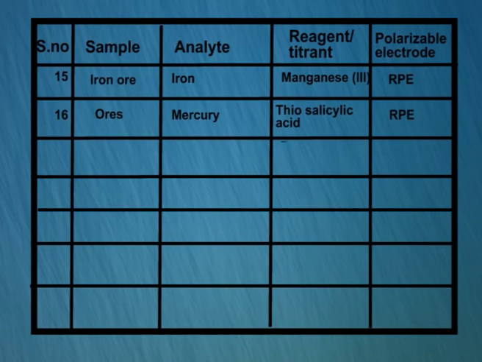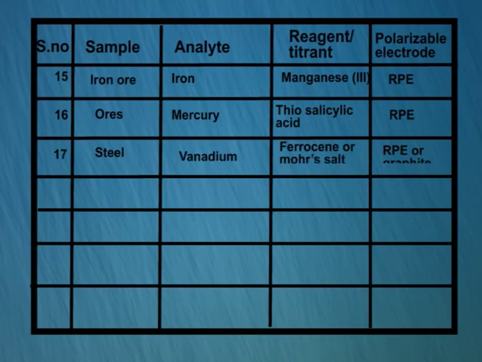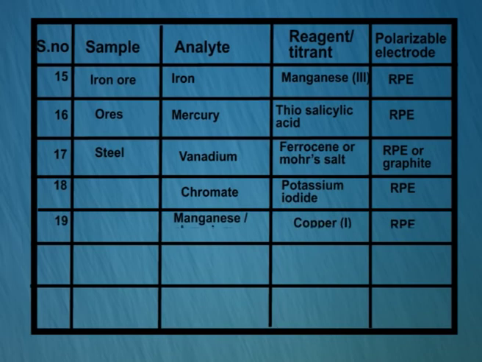Seventeenth, sample is steel. Analyte is vanadium. Reagent is ferrocene or Mohr's salt. Electrode is RPE or graphite. Eighteenth, sample is steel. Analyte is chromate. Reagent is potassium iodide and electrode is RPE. Nineteenth, sample is steel. Analyte is manganese, chromium. Reagent is copper and electrode is RPE. Twentieth, sample is steel. Analyte is selenium. Reagent is ascorbic acid and electrode is RPE.